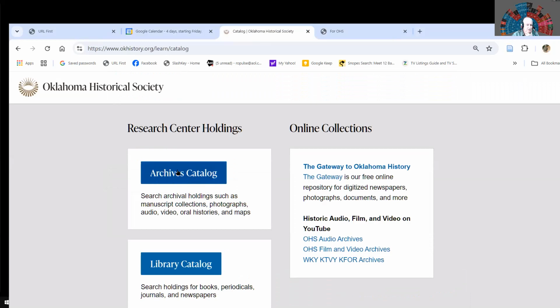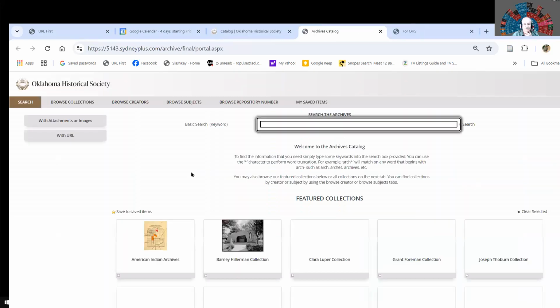And if you want to find the collections, they're going to be in the archives. The library is books, and that's a different collection. And these two are separate. So you've got to search both of them separately if you want to find this stuff.